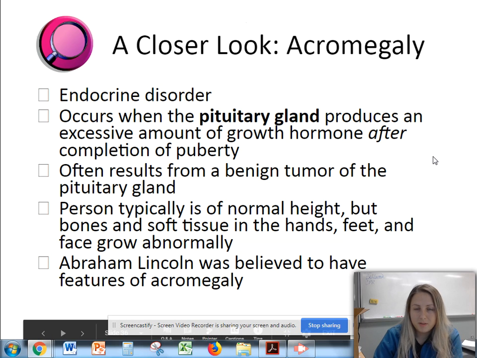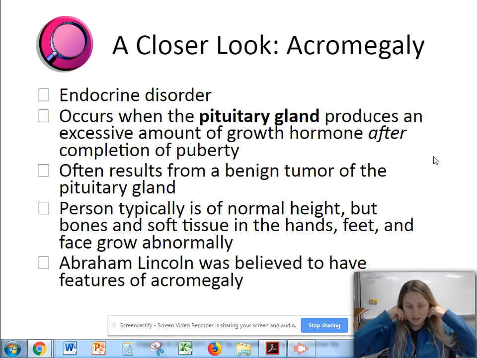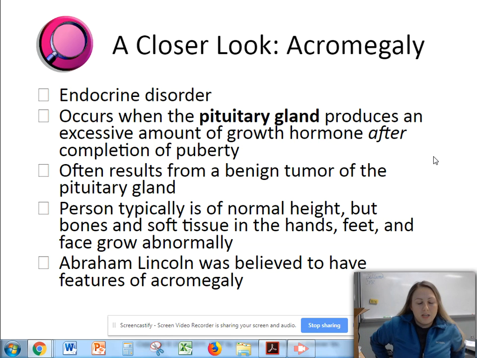So, acromegaly. So I mentioned that it was suspected that Abraham Lincoln had acromegaly because later on in life, his hands got much bigger and longer. Same with his feet. And then also, like his nose got astronomically bigger. His ears did as well. So this is generally caused by an endocrine disorder.